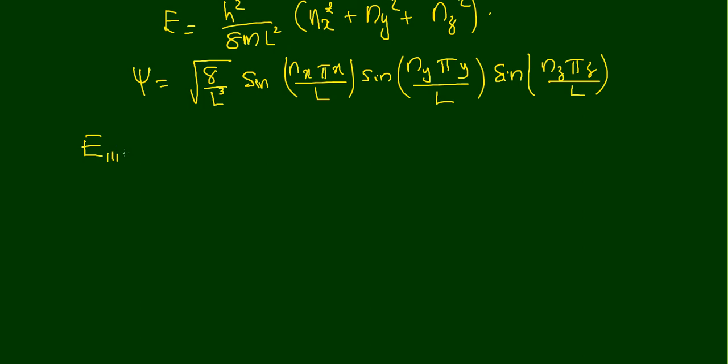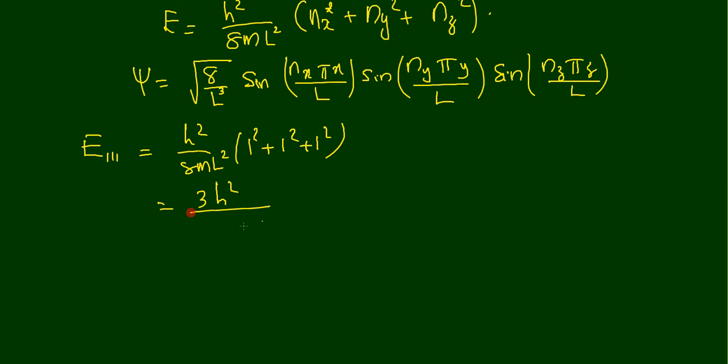So E111 is equal to h square divided by 8 ml square, h square divided by 8 ml square into 1 square plus 1 square plus 1 square, right? That is equal to 3h square divided by 8 ml square. This is the ground state energy or lowest possible energy for the particle in a cubical box.